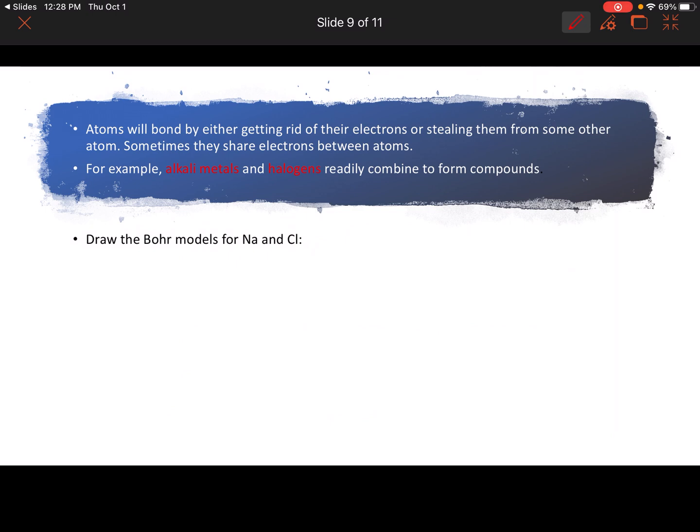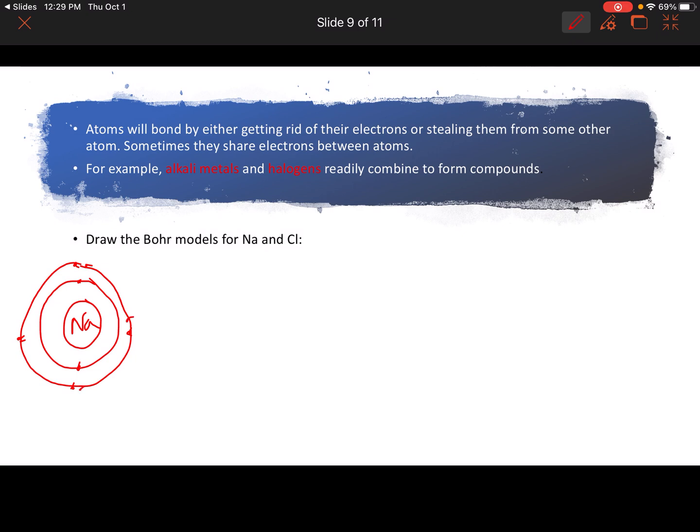Now, atoms will bond by either getting rid of their electrons or stealing them from some other atom. Sometimes they share electrons between them. So for example, the alkali metals and the halogens readily combine to form compounds. So I'm going to quickly just draw the Bohr model here for sodium. I'm not going to worry about what's in the middle. I'm just going to draw the rings here. So I've got 1, 2. So we've got 11.